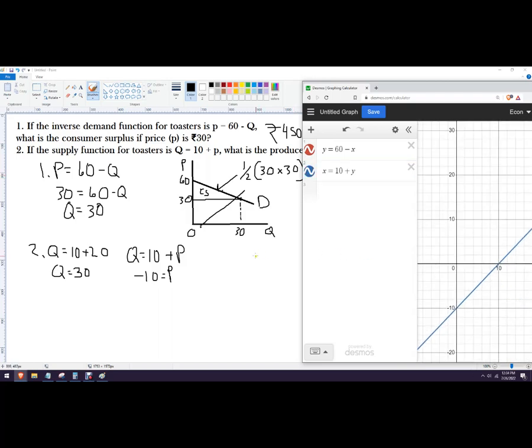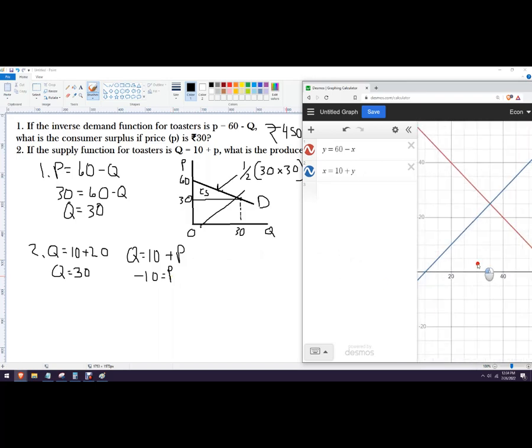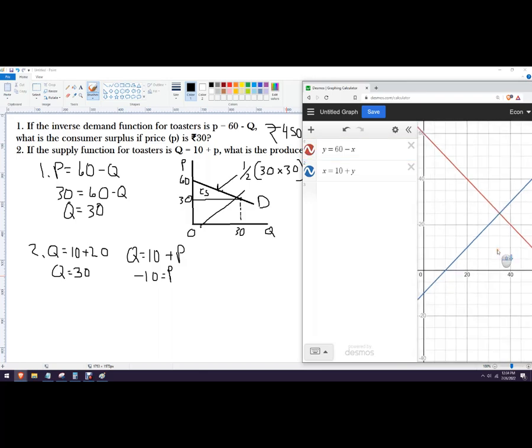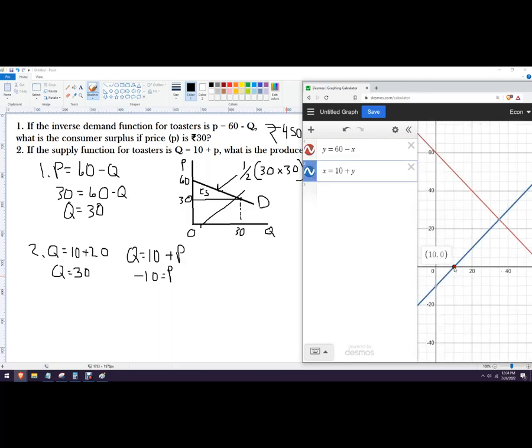So what I could have done is I could have put p equals 0, and that would have given me the intercept on the x-axis. So right here, if I were solving this for equilibrium, it looks like equilibrium quantity in this market will be 35 and the equilibrium price will be 25. And I'm right here, so it's this triangle right here.